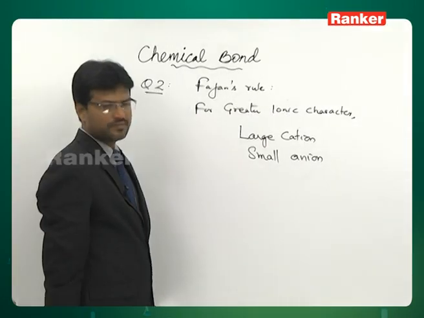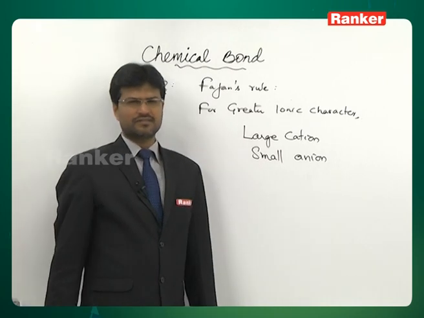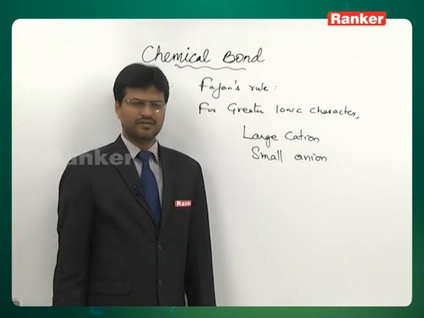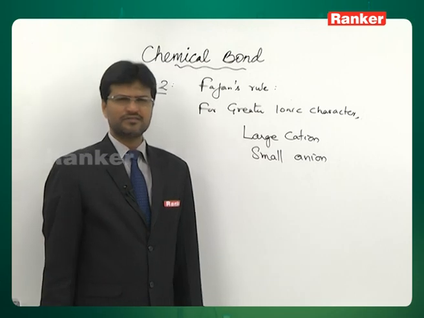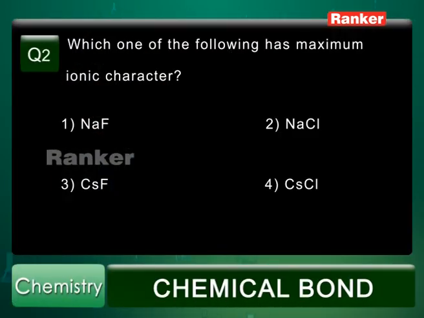So if you see the options, the compound which has largest cation is cesium fluoride. It has largest cation and smallest anion. So the correct answer is 3rd option. CsF is most ionic among them. It is because of very small anion and very large cation.